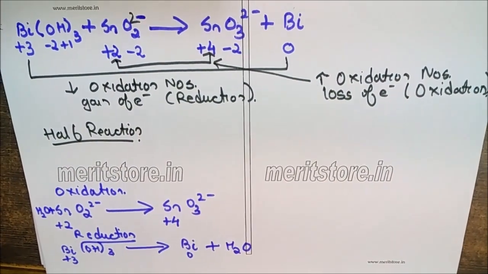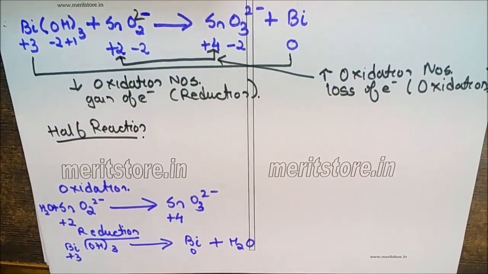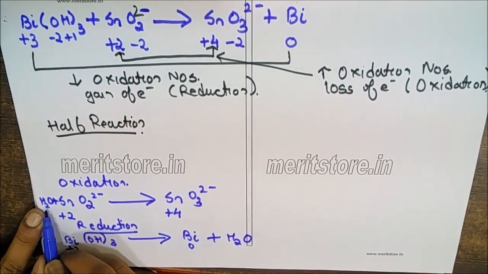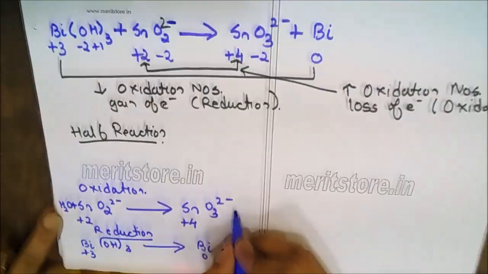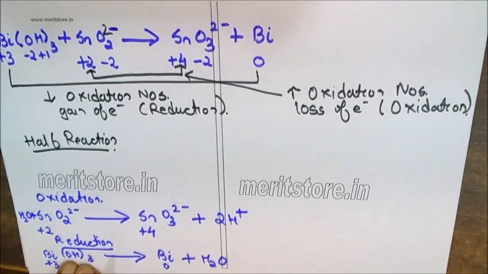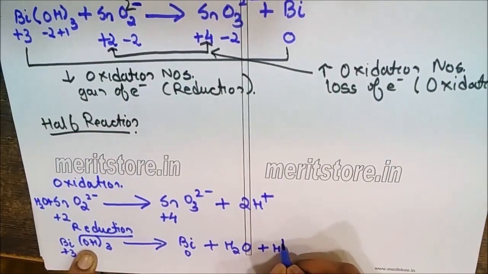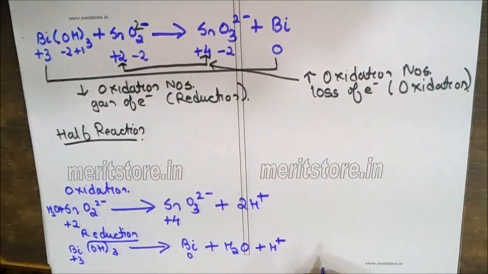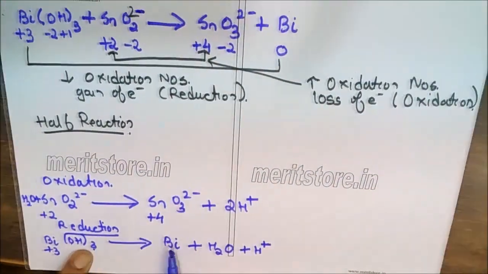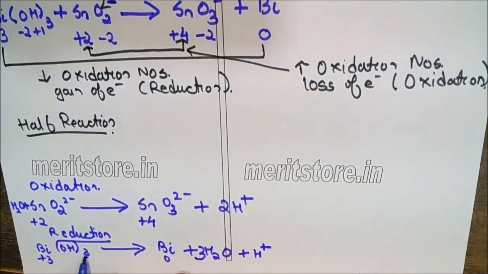Now after we have balanced it for oxygen atoms, we now need to balance it for hydrogen atoms. And how will we do that? By adding H plus ions, okay? So on your oxidation reaction, there is 2 hydrogen atoms on my left hand side, and on my right hand side there is none, so I am adding 2H plus. Look here, here there is 3 hydrogen atoms and here there is 2, so here it is deficient by only 1 hydrogen atom. See, in this reduction reaction there were 3 oxygen atoms here and here there was none, so I have added 3 water molecules, right? And therefore here there is 3H plus.